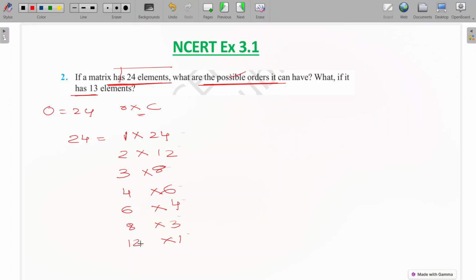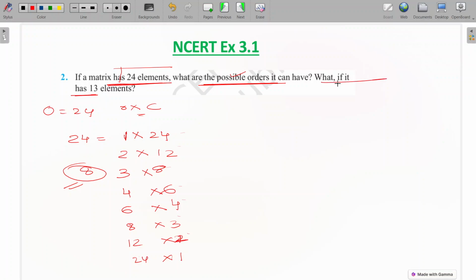So one more possibility is 12 into 2 and 24 into 1. So there are 1, 2, 3, 4, 5, 6, 7, 8 combinations. There are 8 orders possible.